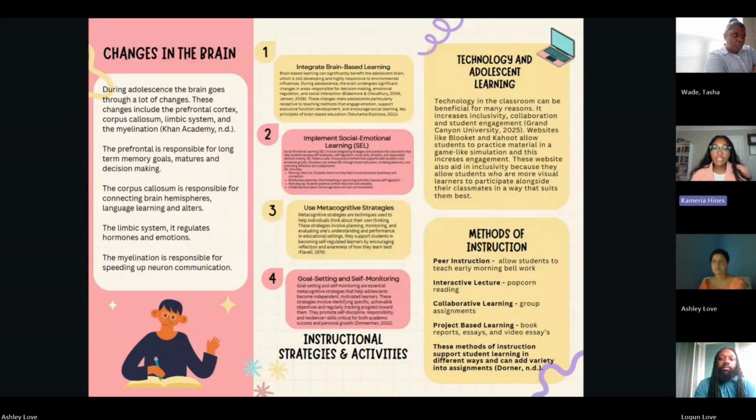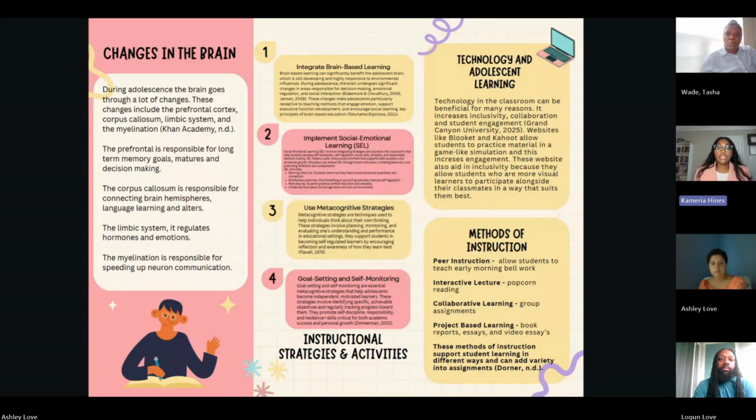And as for methods of instruction, we have peer instruction, and that allows students to teach early morning bell work. It allows them to be the teacher for a little bit. Interactive lecture, so that's popcorn reading. So if you have some vocabulary words of the week and you're reading a novel, while you are reading, you would pause and let your students jump in and read that vocabulary word, and you would continue reading.